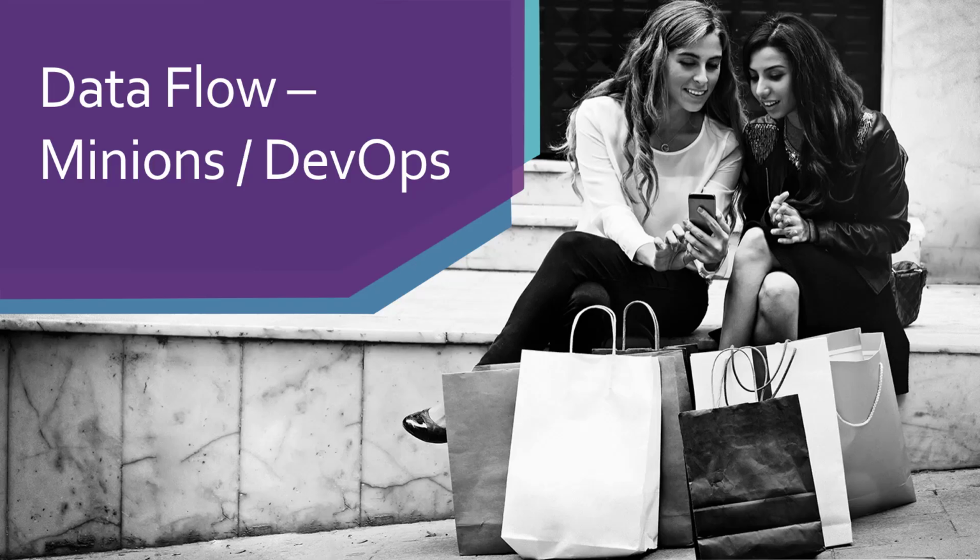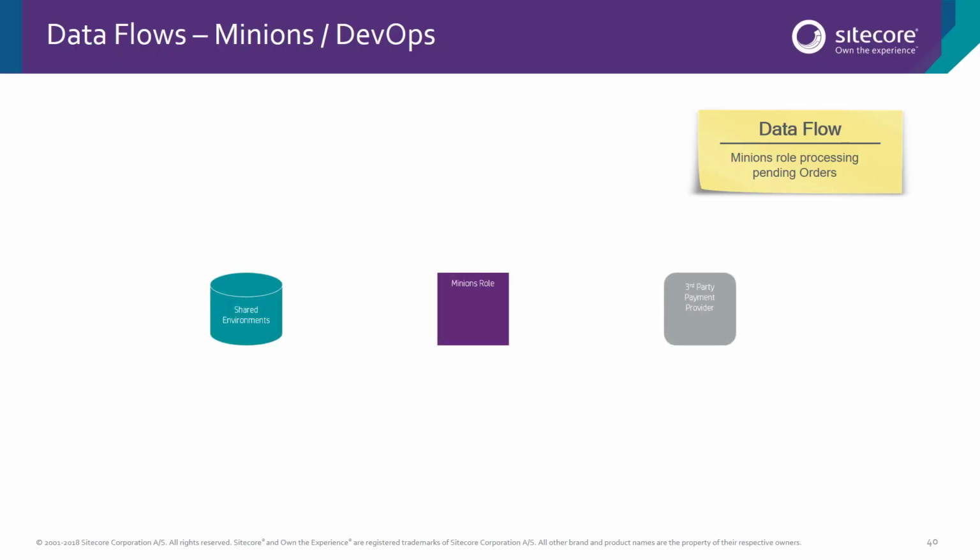The final set of data flow diagrams we're going to look at are some of the common minion and DevOps activities that will be performed. So I mentioned before about the pending orders minion. Let's take a look at how that interacts with the various architecture elements.